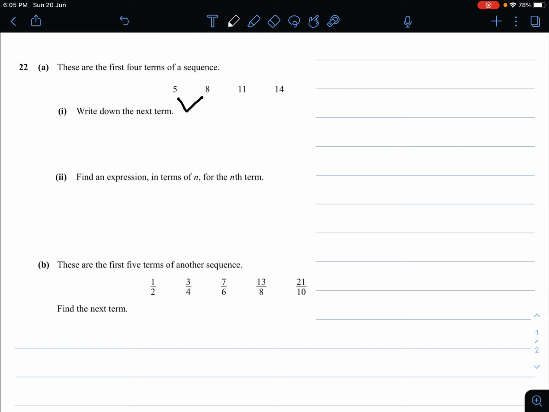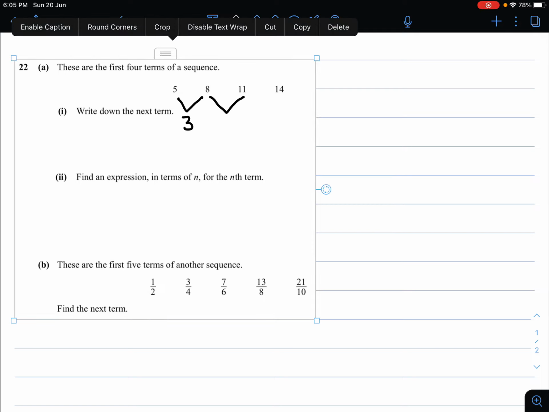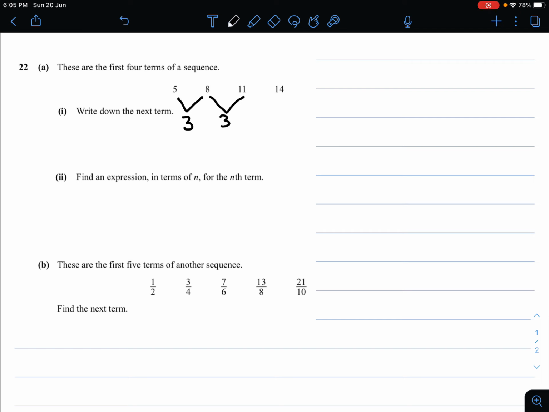So the difference between 8 and 5 is 3. The difference between 11 and 8 is 3, and the difference between 14 and 11 is 3. So all you need to do is add 3 to the last term. So 14 plus 3 would be equal to 17, and 17 therefore will be your final answer for part A1.